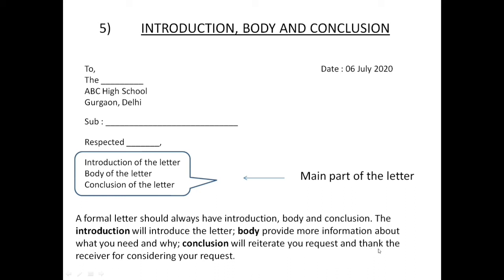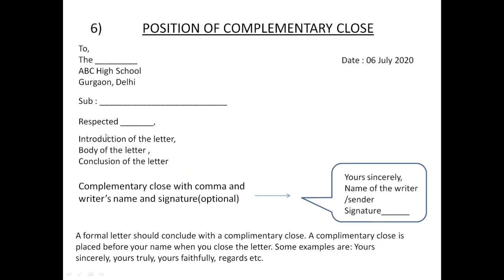Whenever we write a letter, you cannot write it in your own way. There are rules, a simple rule: first you introduce the content, the purpose for which you are writing the letter. Then you explain it in the body of the letter. Then in the conclusion you give your request and thanks to the receiver. So this is the main part of the letter, and this is step number 5. Till here we learned that we have to follow 5 steps. Now let's see the next.